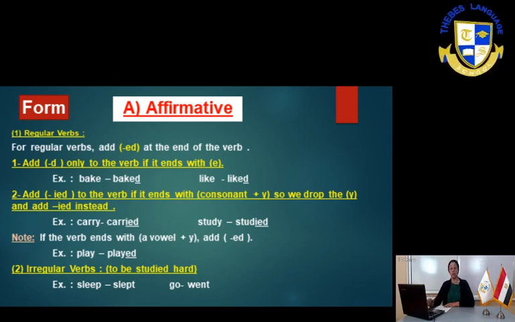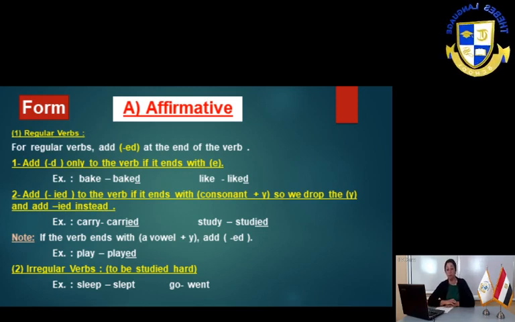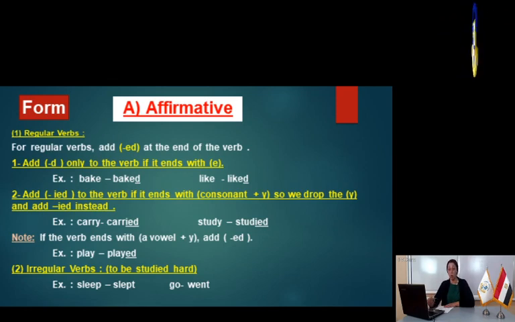Now this was for the regular verbs. What about the irregular verbs? The irregular verbs are the verbs that don't follow any of these rules. They are different and you should study them very hard. For example, we have got go, went, do, did, sleep, slept.